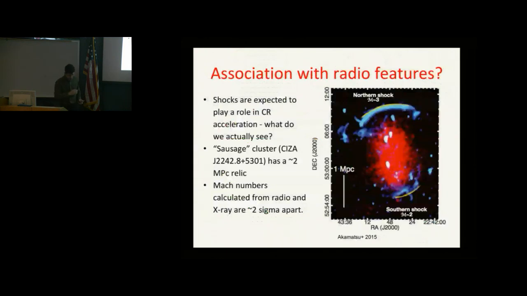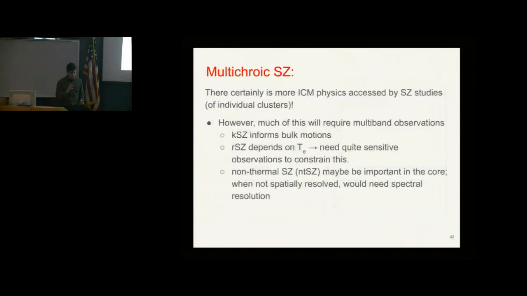All right, and then I already touched on radio features and associating them with shocks. So I'll move on then to say, beyond MUSTANG-2, where we only have one band, what else can we do with SZ studies? Well, I had set aside kinematic SZ. Because the thermal SZ is dominant and you have different spectral signatures, you need at least one other band to disentangle kinematic from thermal SZ.